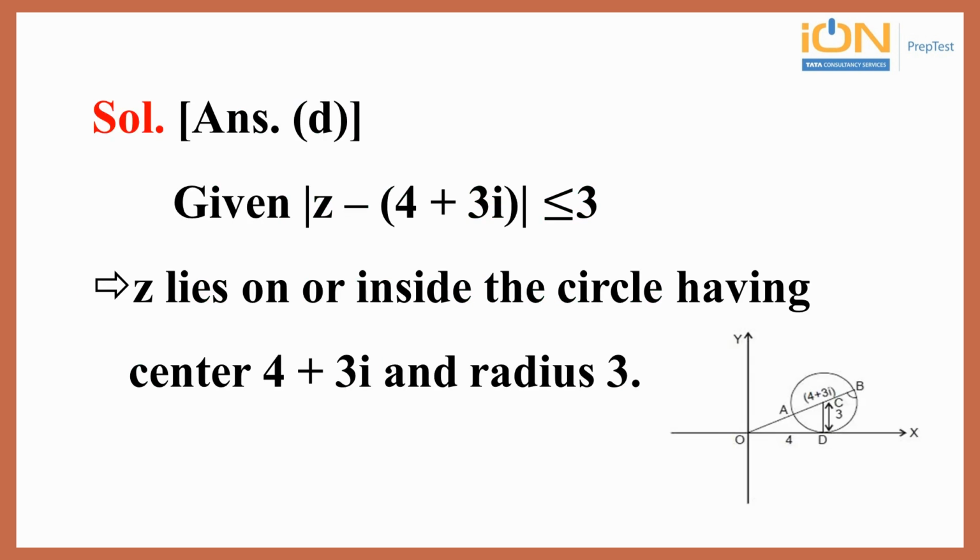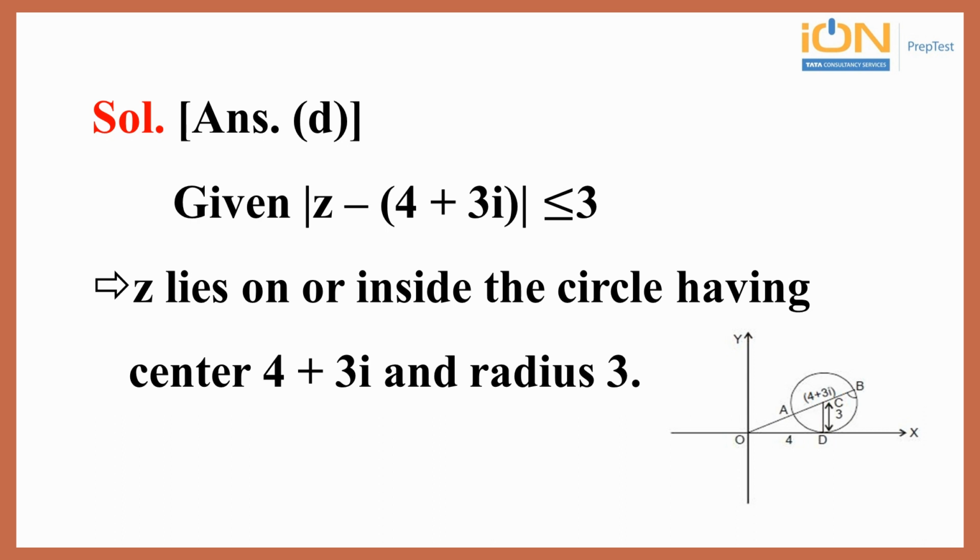The answer is D. This mod of Z minus (4 plus 3i) less than or equal to 3 represents the set of all Z which lie inside or on the circle with the center as (4, 3) and the radius as 3. As you can see from the figure that (4, 3) is the center and the radius is 3, therefore the circle should be touching the x-axis, and you can find that the point A is nearest from origin within the locus and point B is farthest from origin.